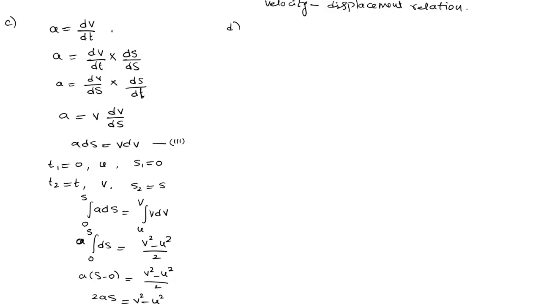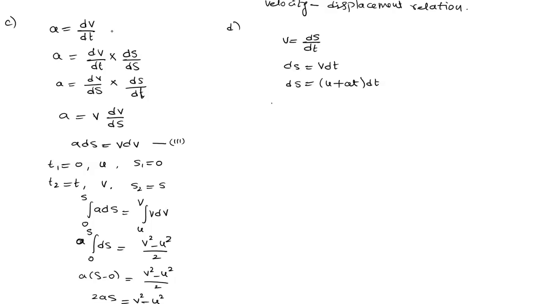Okay, and the fourth condition: the distance traveled in the nth second. By the definition of velocity, v is equal to ds by dt. That means the rate of change of displacement is called velocity. Okay, we arrange the equations. ds is equal to v into dt. Here v means the first equation of motion, so u plus at into dt is equal to ds.